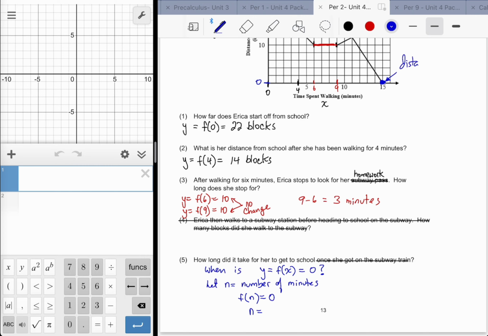distance from school equal to 0. All right, so at n is equal to 15 minutes.